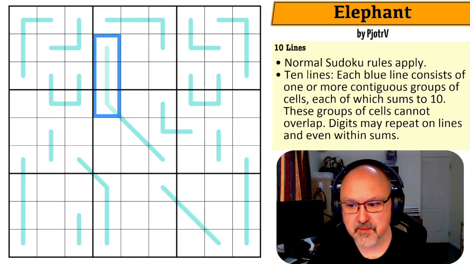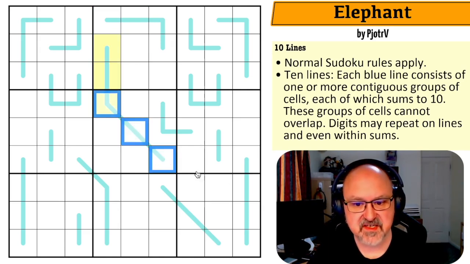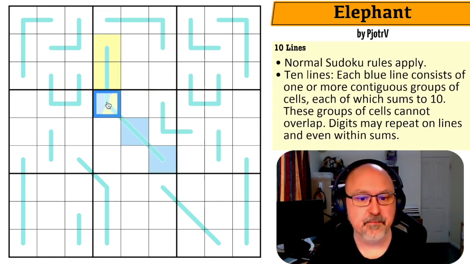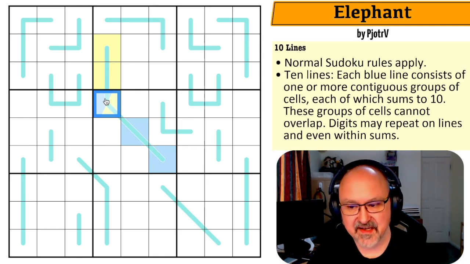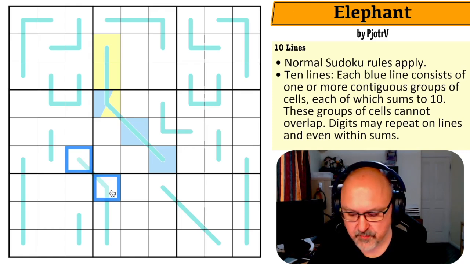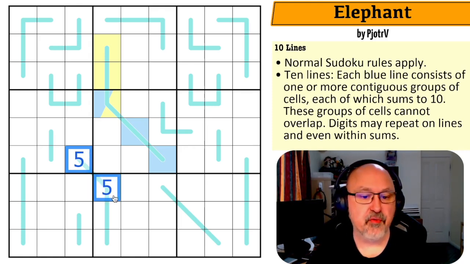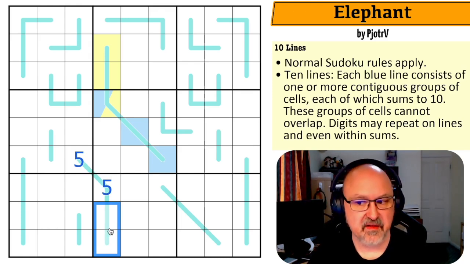So it wouldn't be possible, for example, for these cells to sum to 10 and then those cells to sum to 10, because this would be an overlapping cell, and that's not allowed. Digits may repeat on lines and even within sums. So it might be possible, for example, for those to be both 5 and that to be the sum of 10, and then these to be a separate sum of 10. That would be perfectly allowed. So they're the rules of the puzzle.